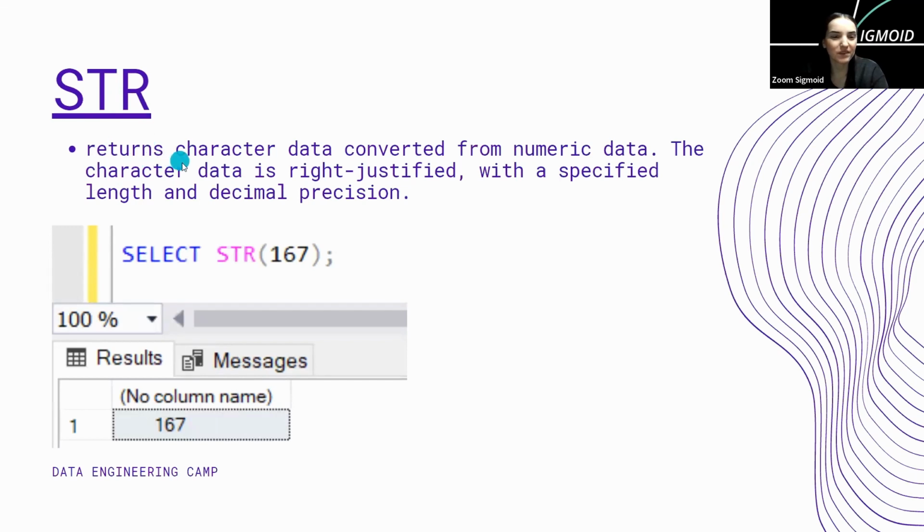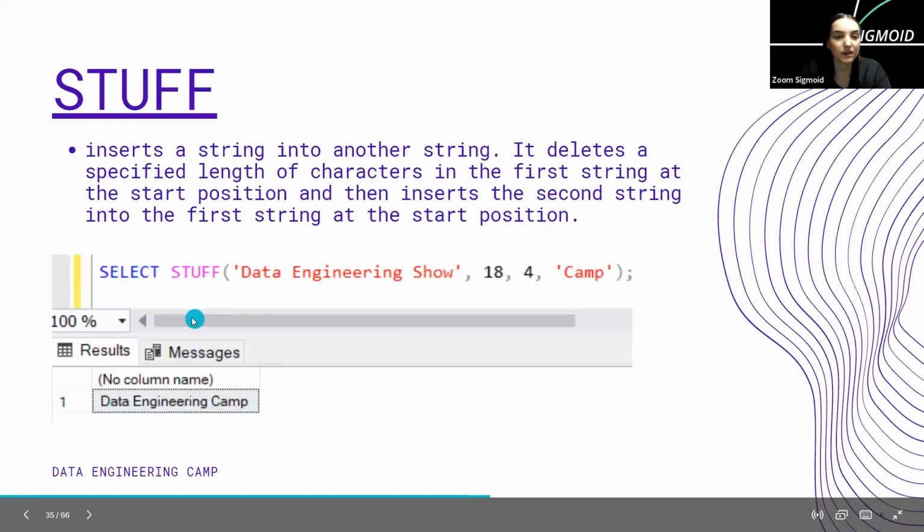STR returns character data converted from a number. I will read this definition, but in short, you have a number, in this example I used a number, and you convert it to a string. And here is a string, actually, not a number.